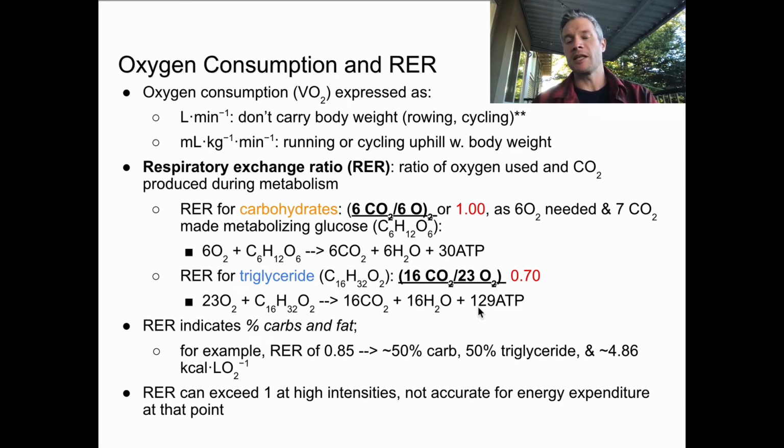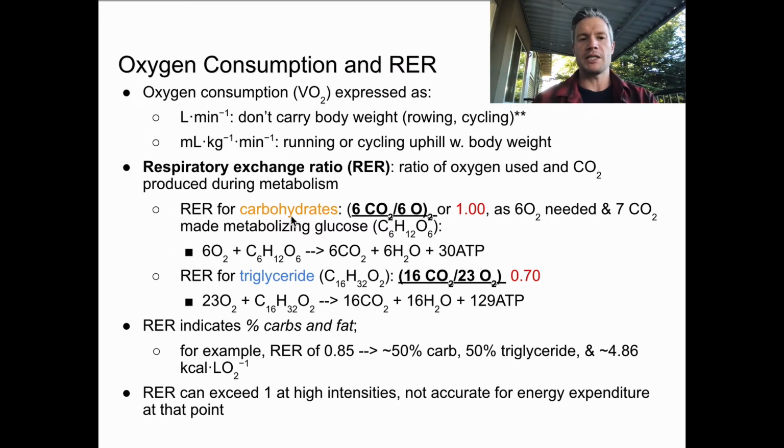So what does that mean? Well, we get this huge ATP output, and this ratio, when we calculate it out, ends up being about 70%, or 0.7, right? And just to hop back here and finish the explanation of carbohydrates, if we have 6 over 6, that's a ratio of 1.